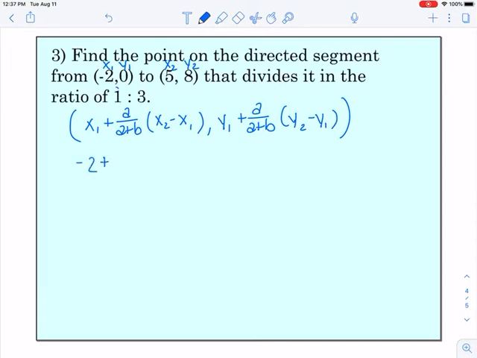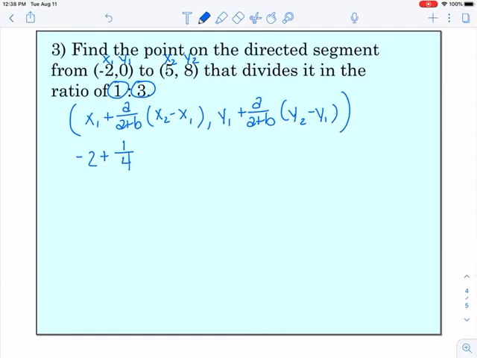A and B, again, 1 is A, 3 is B. So A is going to be 1, and then on the bottom, A plus B, or 1 plus 3, will give you 4. So I'm going to have 1/4. X2 is 5, a minus sign from the formula, and X1 is -2. So 5 minus -2. Y1 is 0. Again, that A over B is going to be 1/4, and Y2 is 8 minus Y1, which again is 0.